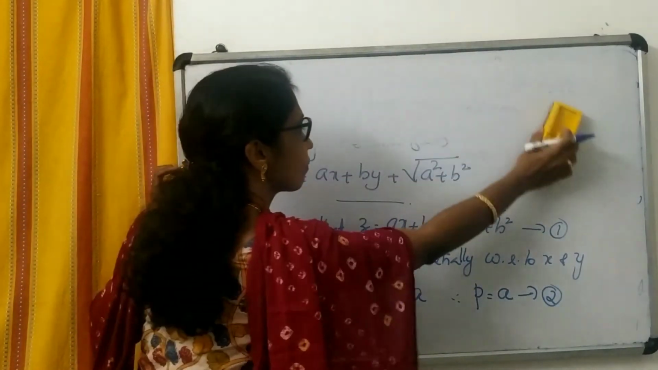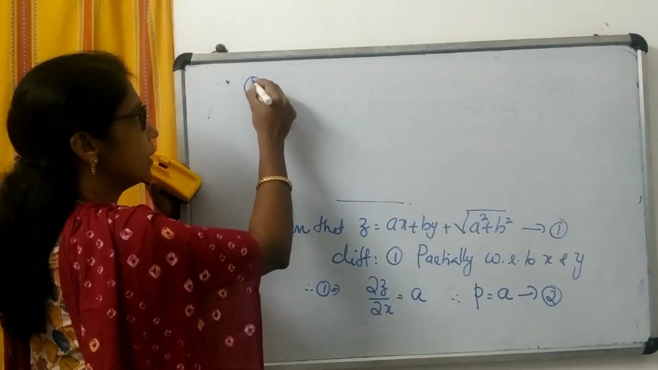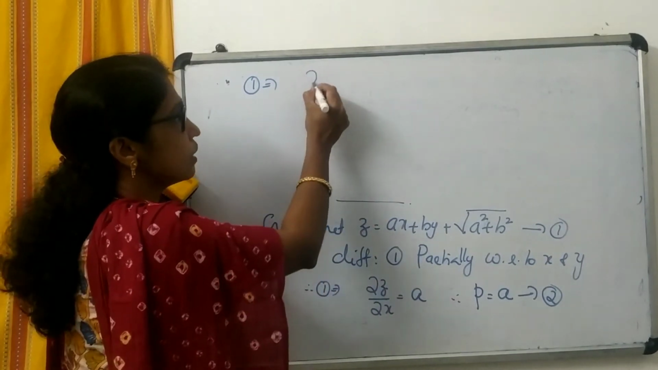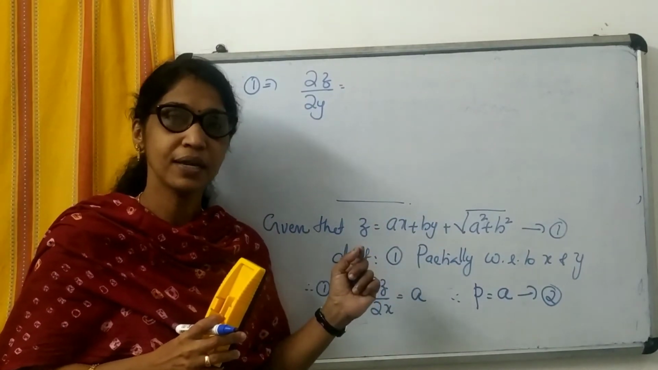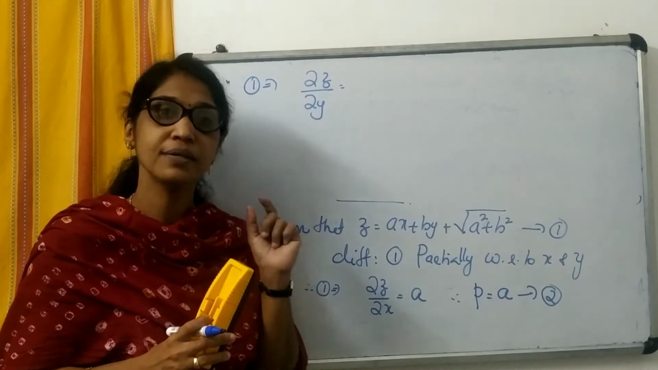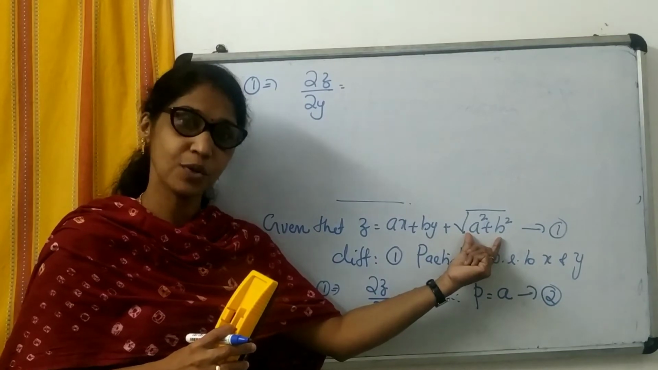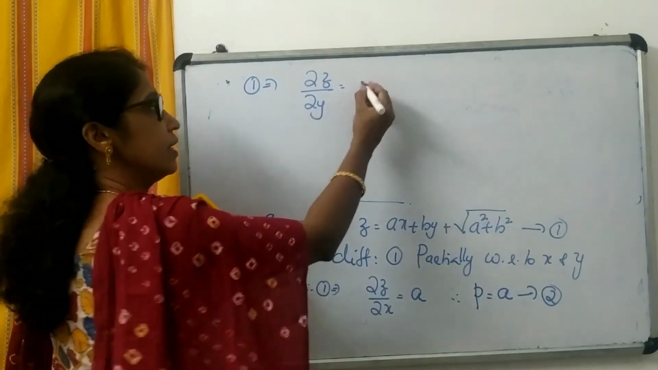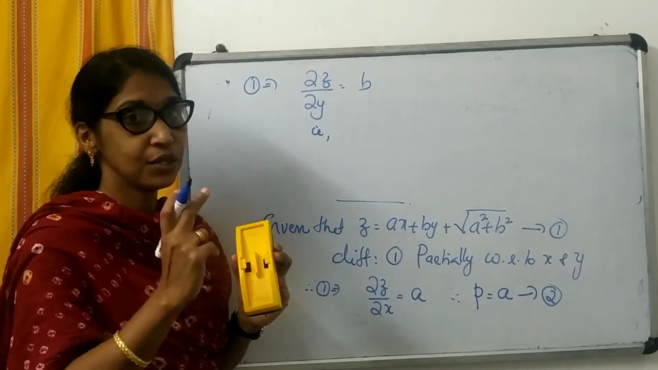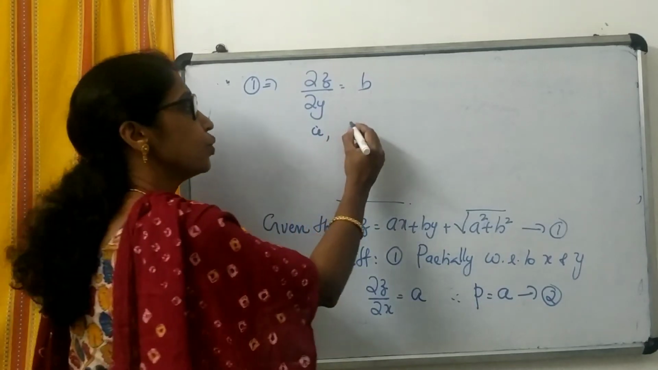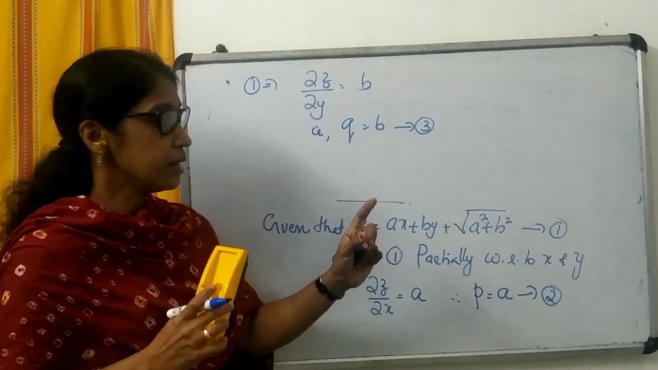Now differentiating equation 1 partially with respect to y also. Dou z by dou y is equal to, what's the derivative of ax with respect to y? There is no y there, so it is considered a constant and the derivative will be 0. The derivative of by is simply b, and the last term also will be 0. So dou z by dou y is equal to b. Dou z by dou y is q. We have to remember that the notations are very important. So q is equal to b. This is equation number 3.